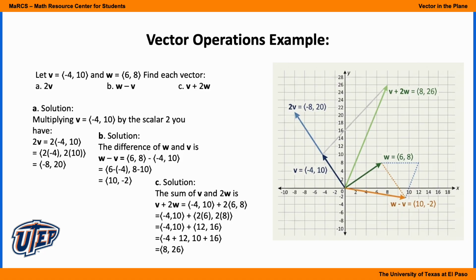Now for the last portion, we have v + 2 times w. So we're doing vector addition, and we're doing scalar multiplication for w. So we'll multiply 2 times each component in w. So it'll be 2 times 6 and 2 times 8, so that'll give us a new vector of <12, 16>. Now we can add that to our vector v. So component-wise, we'll do -4 + 12 and 10 + 16. So -4 + 12 gives us 8, and 10 + 16 will give us 26. So now our new vector for v + 2w is <8, 26>.